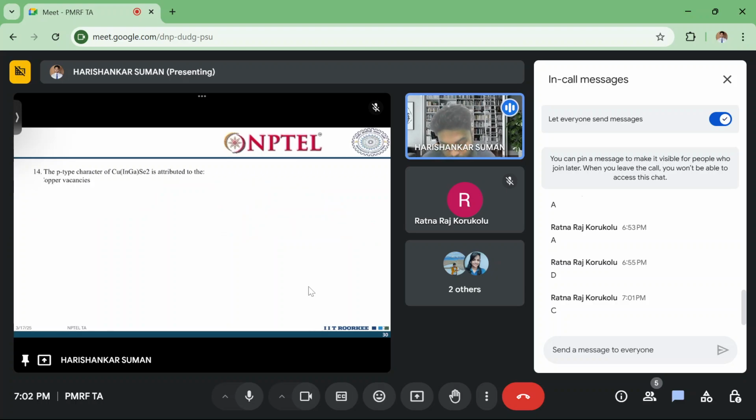Next question. The p-type character of the copper indium selenide is attributed to the copper vacancy, selenium vacancy, gallium vacancy, copper interstitial, and indium vacancies. Okay, let me check. Yeah, you are right. Copper vacancies.